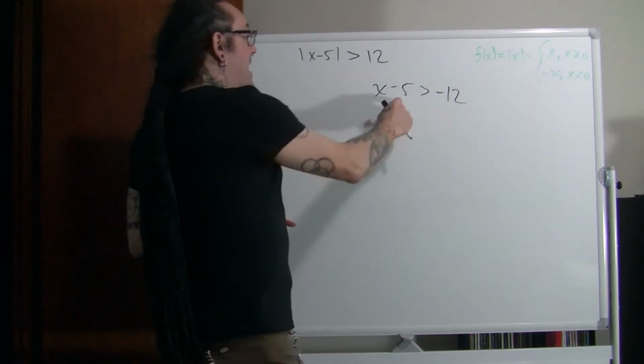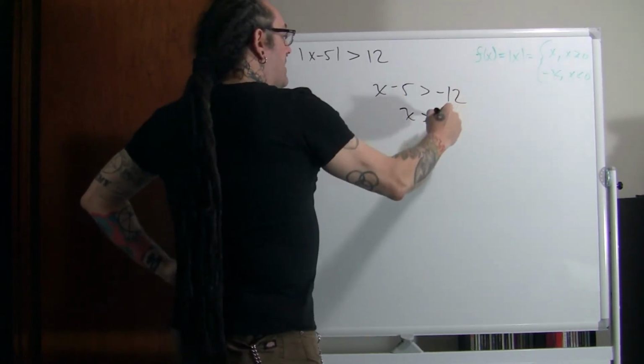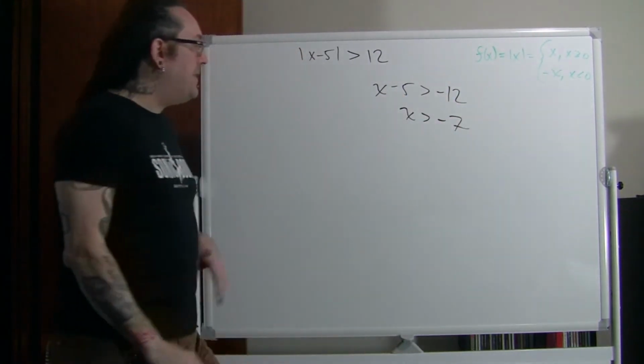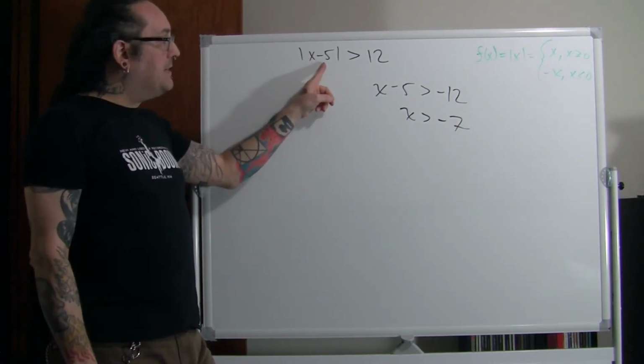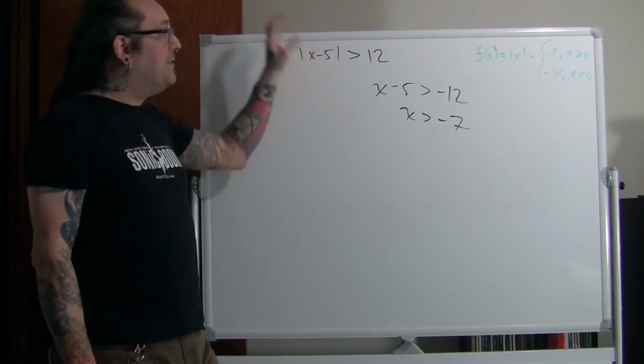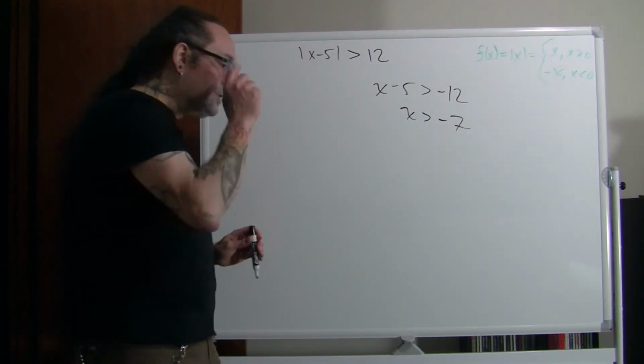Right, we decided that if I add 5 to both sides, this is going to be x is greater than minus 7. If x is greater than minus 7, I can put 0 in here again, right? 0 minus 5, absolute value is 5, which is not greater than 12. This is a problem. So what can we do?